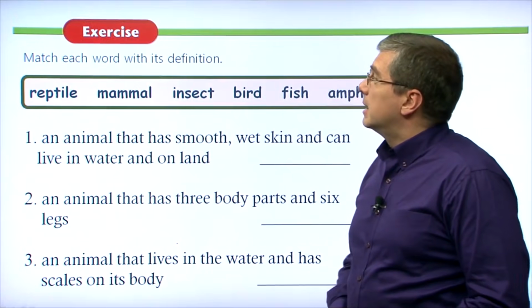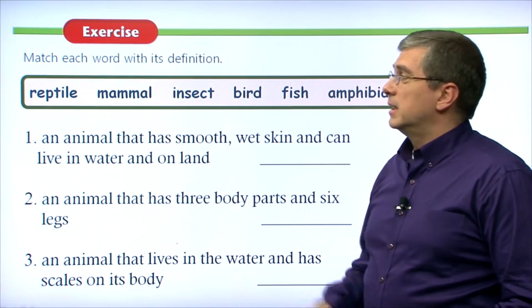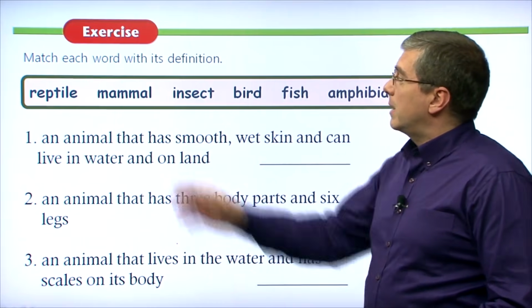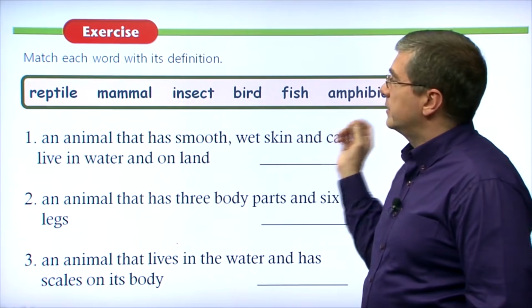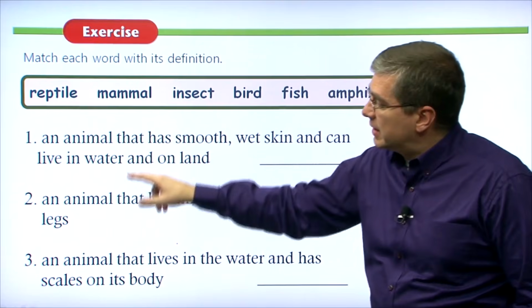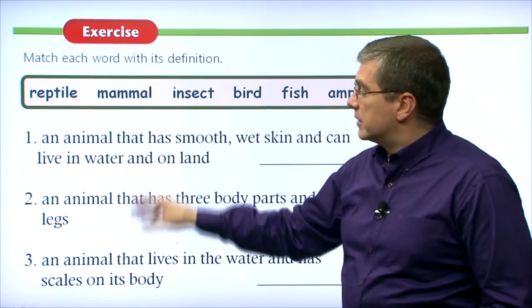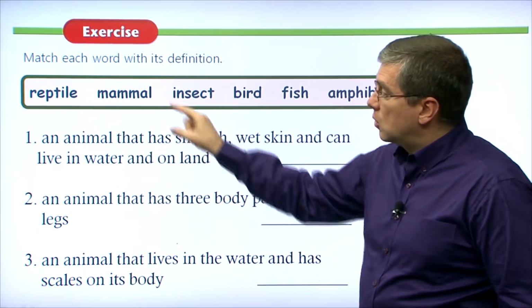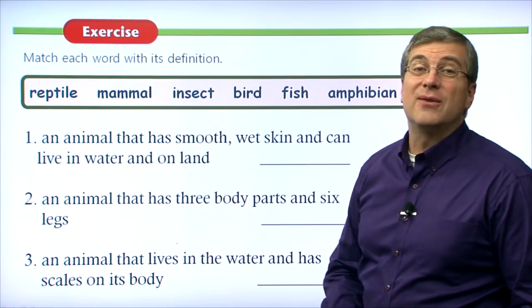Okay, let's go over some exercises to review what these words mean. Here we have several words. We have 6 different words. We need to use these words to fill in the blanks. These are the definitions of each word. So let's read the definition for each word and then match which word goes with each definition.